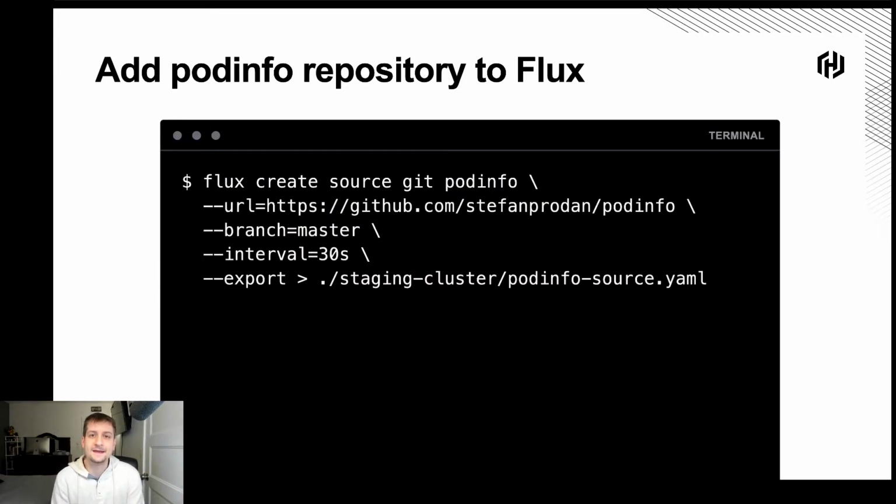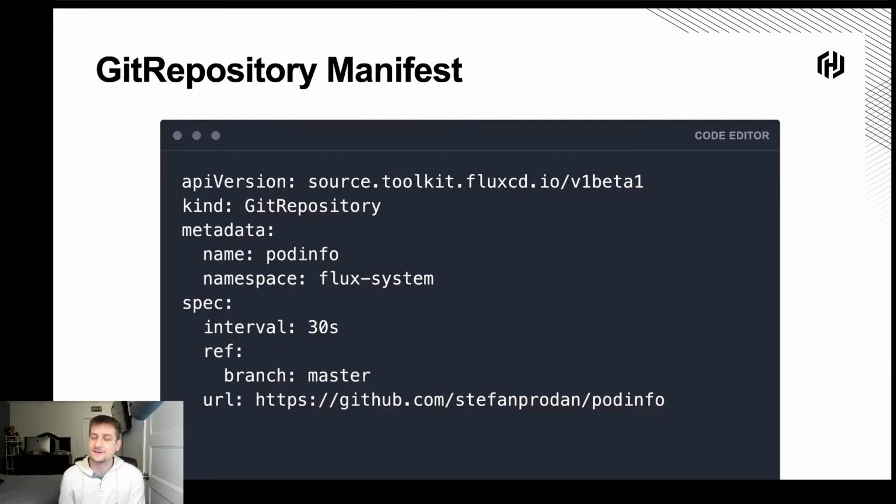So, say we get everything installed. We're going to be running this command in our live demo. Say that we've gotten everything installed and we actually want to declare a source for Flux. This is how we would do that with a command line. And then this is the manifest that would be generated from running that command. I'll show you how this is used in just a little bit here in our live demo.